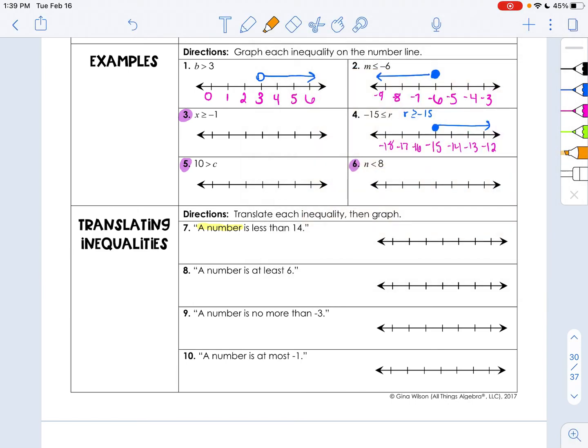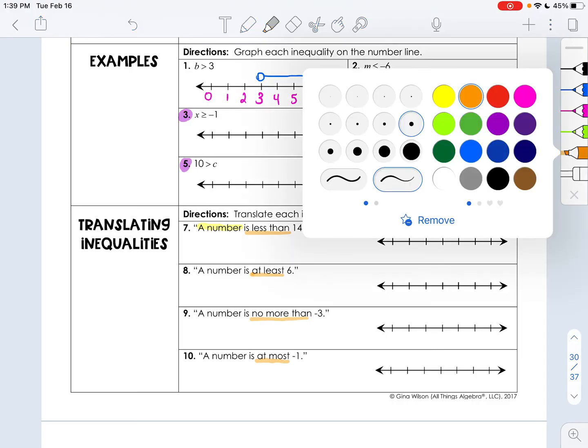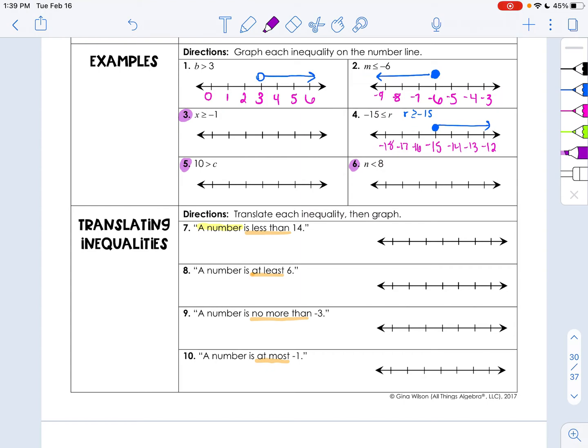And just like with equations, we need to read and interpret less than or at least, no more than, and at most. So these are some common phrases that when you interpret and translate them, they're inequality symbols instead of equal signs. So when we translate number 7, a number is less than 14: x is less than 14.